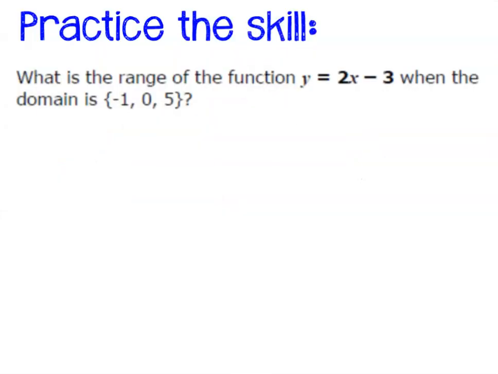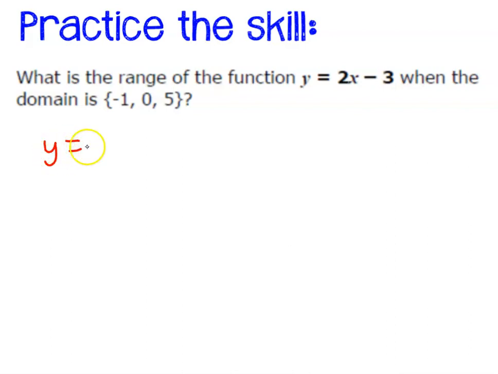Let's move on to a separate question you can be asked. This is an actual test question where you're given a function and its rule, and you are given 3 domain values. If they ask you what the range of the function is, you simply take each of these inputs and put them into the equation or the function. You can do it mathematically yourself.